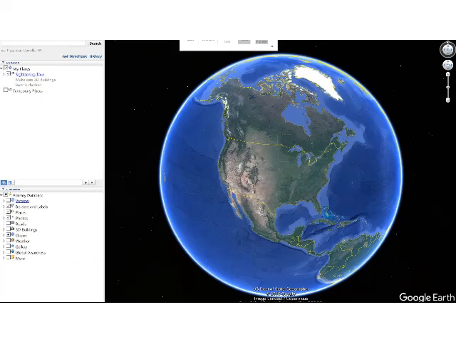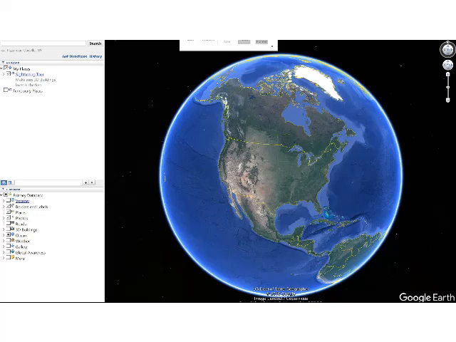So, one concept that you need to understand when using the microscope is the concept of field of view. Right now we're taking a look at Google Earth. We can see the entire Earth. So our field of view is very large.